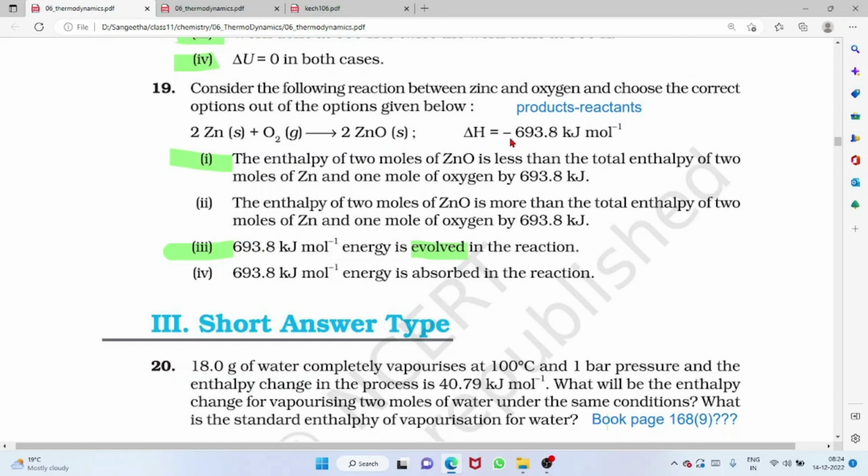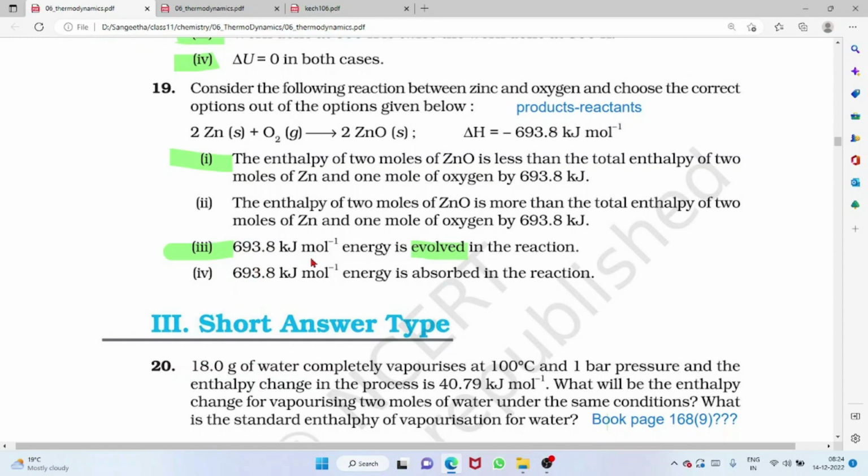Because delta H is negative, the enthalpy of the product should be less than the reactants, because it is product minus reactant. So this is correct. Enthalpy of 2 moles being more than the reactants, no, this is not correct because here we have a negative.